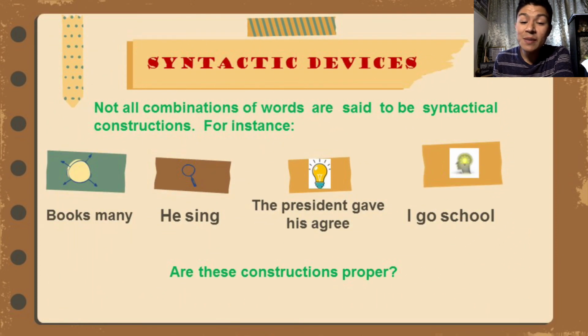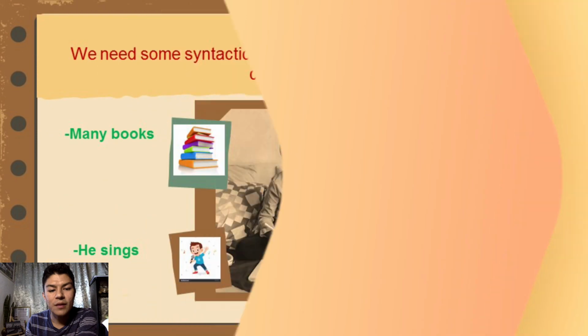As has been stated before, not all constructions can be considered syntactical constructions. For example, if we say "books many," "he sing," "the president gave his agree," and "I go school," these are not to be considered syntactical constructions. Do you think that these are proper constructions? Let's see how syntactic devices help us make them correct.